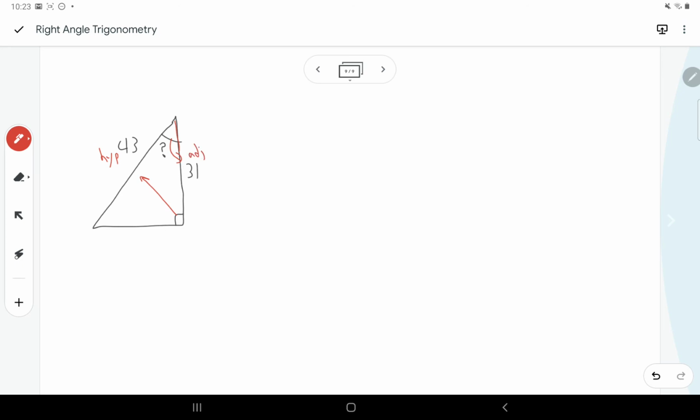Okay, so then we get our equation set up here. So it's the cosine of theta equals the adjacent over hypotenuse. And again, I like to write out this equation every time just so I don't get lost. We fill in all the things we know. We don't know theta, so it's cosine of theta equals the adjacent, which was 31, over the hypotenuse, which is 43.